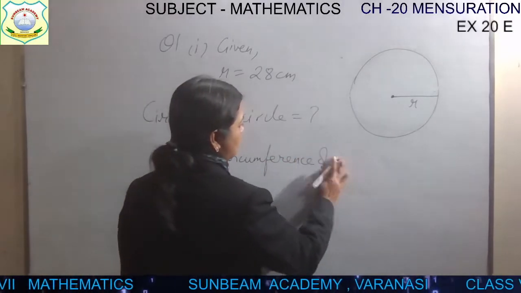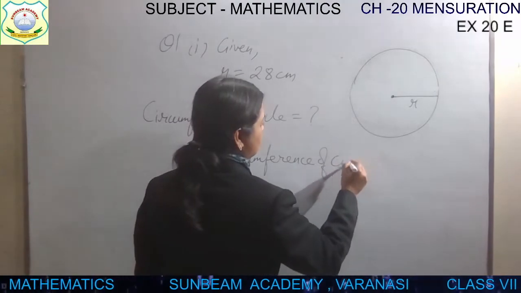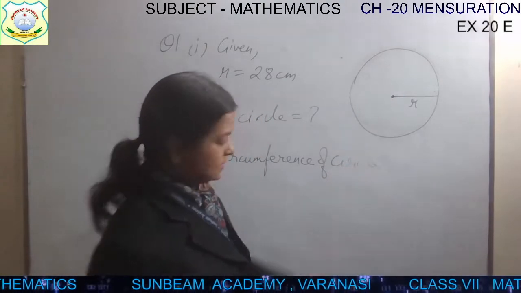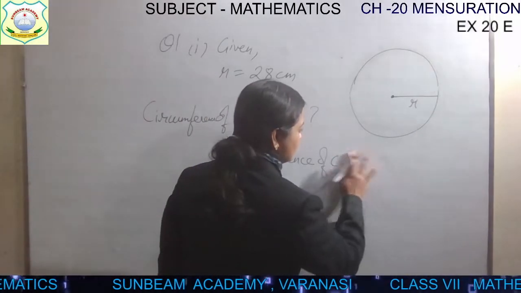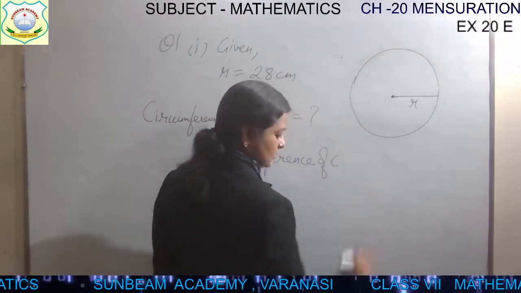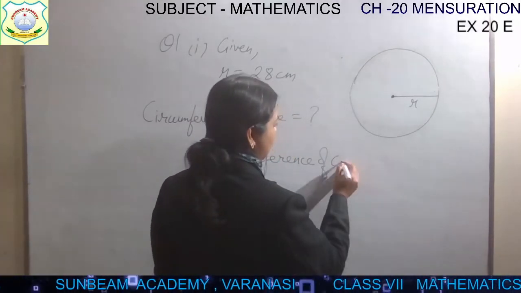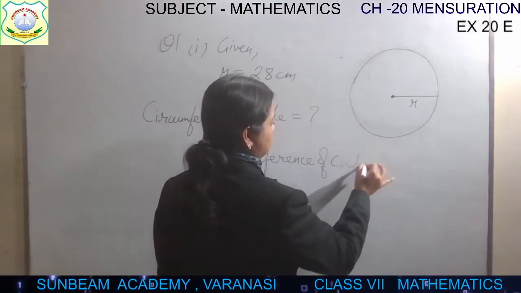Circumference of circle is... see children, it's not writing. Right now it's wet because of the friction. These things you will learn in class 8. Let it dry. Circle.